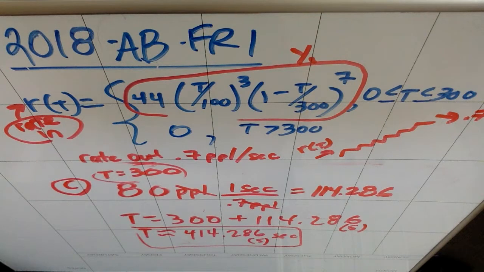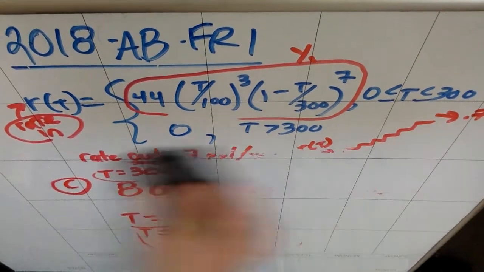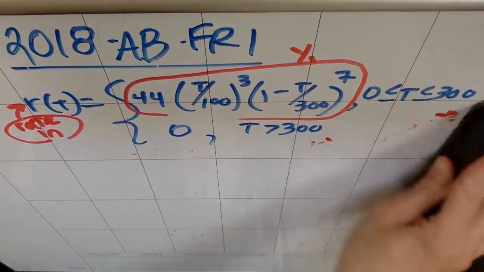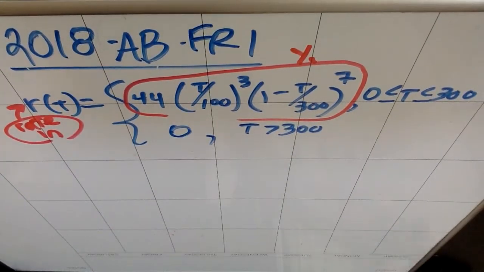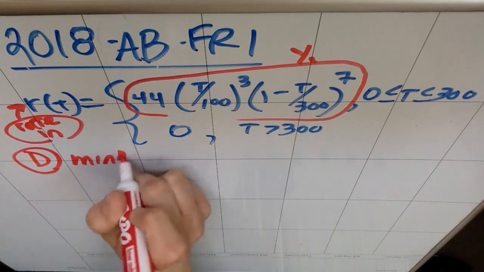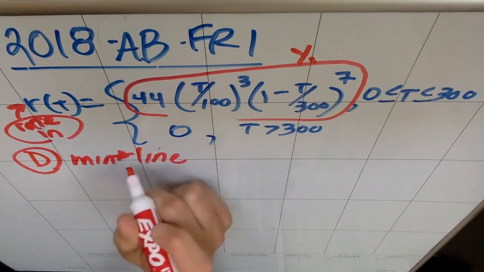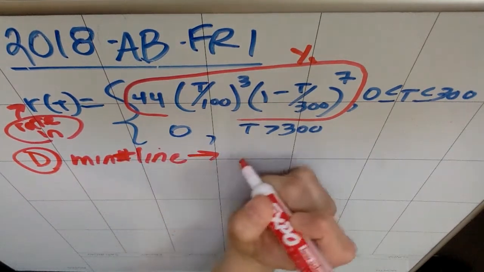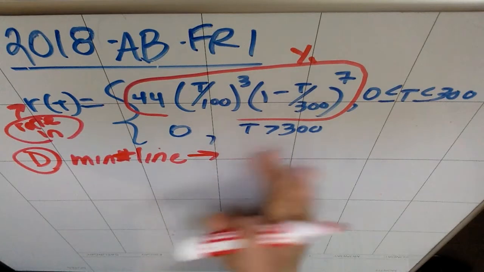Last part, part D. From 0 to 300, at what time t is the number of people in line at a minimum? To the nearest whole number, find the number of people in line at that time and justify your answer. Okay, so here's the thing. We have this rate, and this is when we're going to lean a little bit on the calculator. So first thing we need to do, if we want the minimum number in line, is find the critical points by finding its derivative.